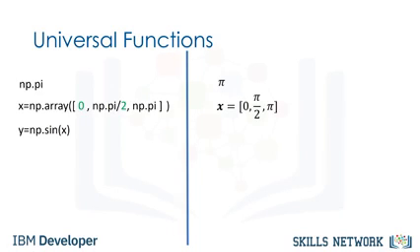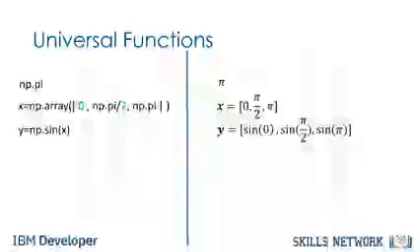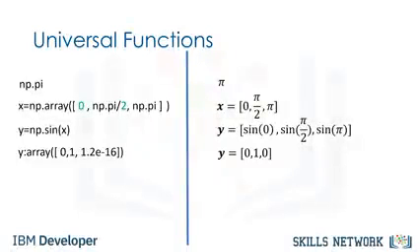We can apply the function sine to the array x and assign the values to the array y. This applies the sine function to each element in the array. This corresponds to applying the sine function to each component of the vector. The result is a new array y, where each value corresponds to a sine function being applied to each element in the array x. A useful function for plotting mathematical functions is linspace.